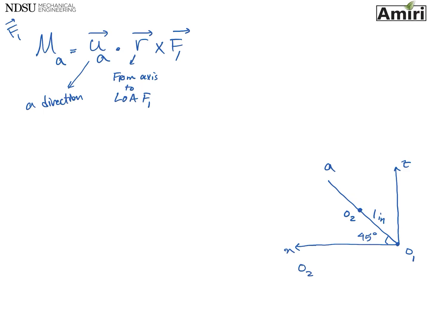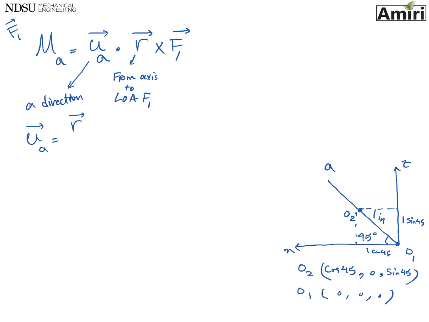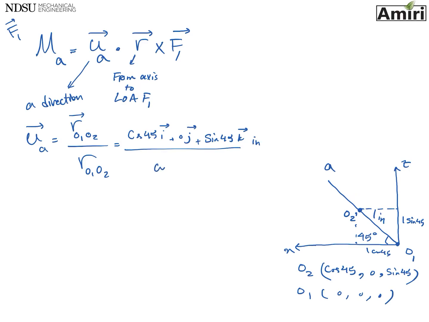So let's see. Point O2 is located at x equals 1 cosine 45, so I just write cosine 45, and y is 0. The z coordinate is again 1 sine 45, which I just write sine 45. And my O1, which was my origin, is still at 0, 0, 0. There you go, you have 2 points on that axis. So the unit vector of A is going to be the position vector from O1 to O2 over the magnitude of O1 to O2. So I'm going to have cosine 45 i plus 0j plus sine 45 k, all inches, over the square root of cosine 45 squared plus sine 45 squared, and cosine squared plus sine squared of any angle is 1.